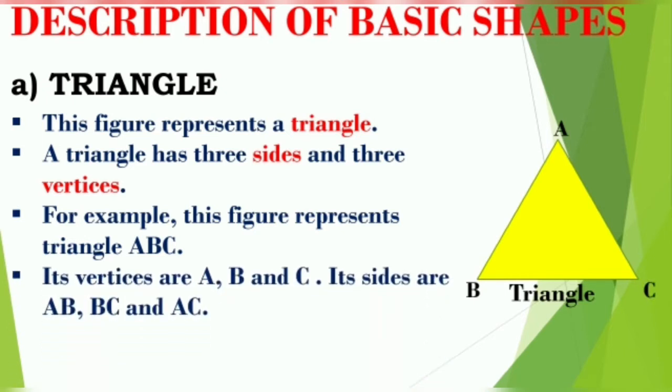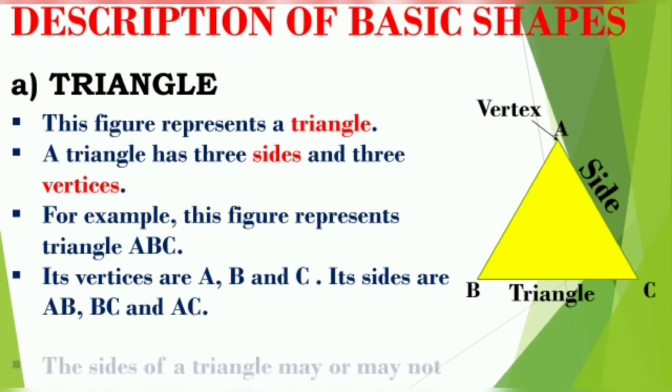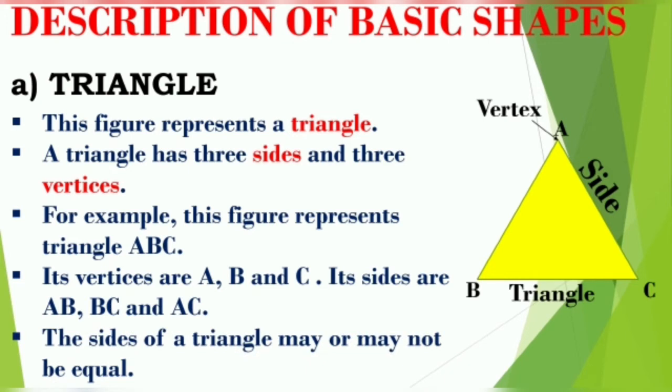Its vertices are A, B, and C. Its sides are AB, BC, and AC. The sides of a triangle may or may not be equal.